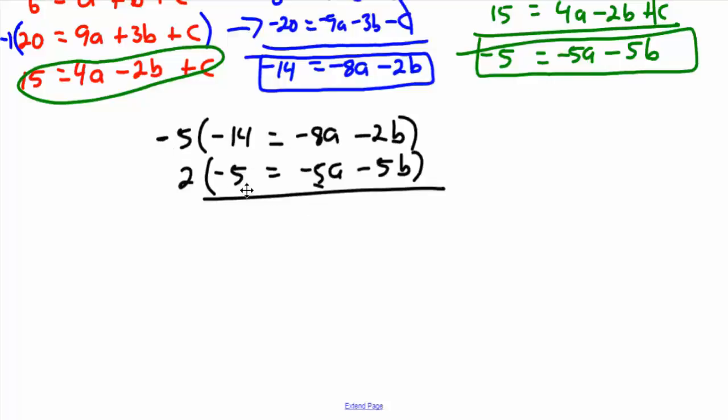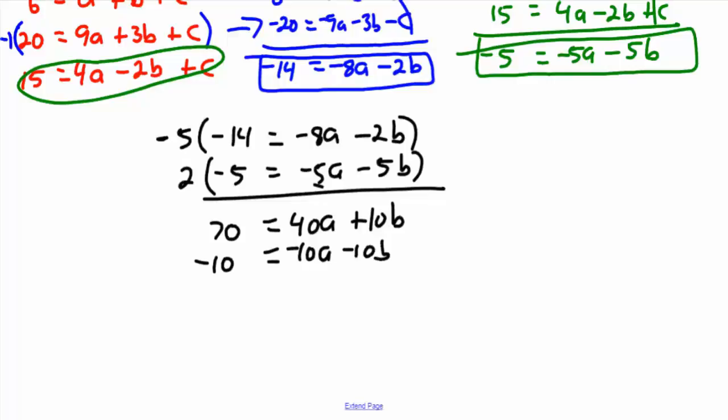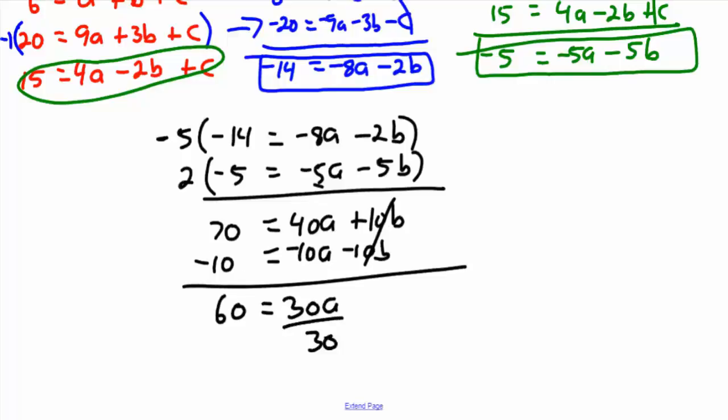That's going to give me 70 equals 40a plus 10b. Then that's negative 10 equals negative 10a minus 10b. My b's drop out. 60 equals 30a. Divide by 30. a equals 2.